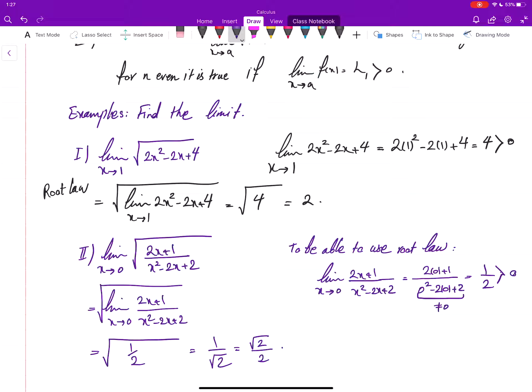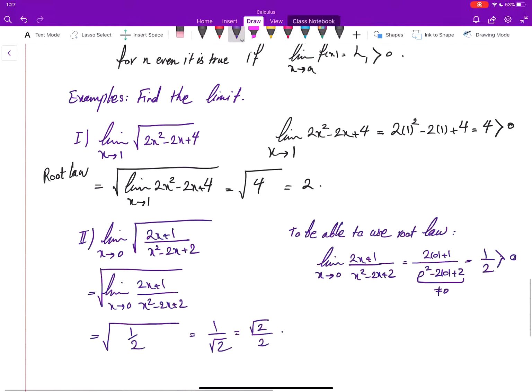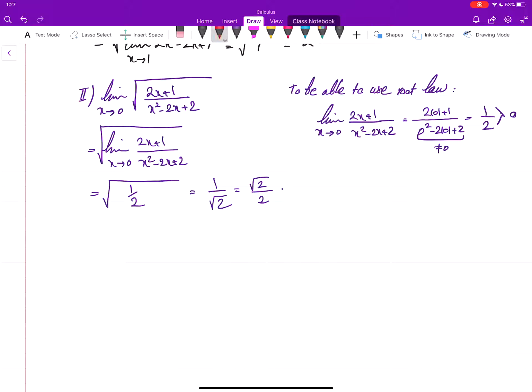These are the rules and laws, and you can use these to compute limits of more functions. There's a final remark, which is that the limit laws work with one-sided limits as well.